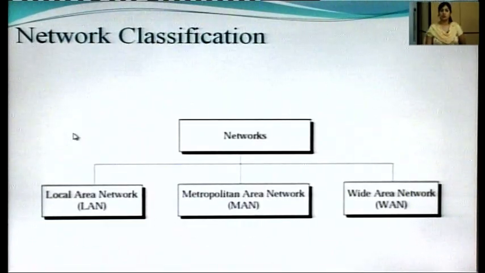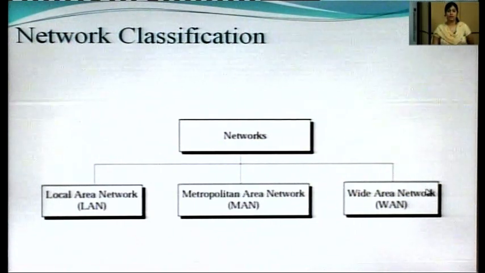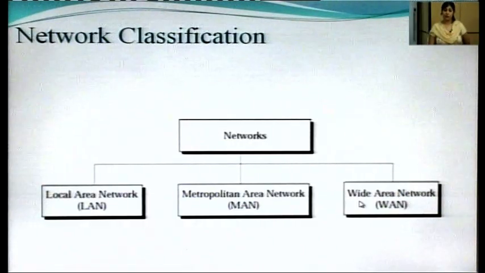Now, the classification of networks. Networks are divided into three parts. One is the LAN, second is MAN and third is WAN. LAN is what? That is local area network. MAN is what? Metropolitan area network. And WAN is what? That is wide area network. Local area network, metropolitan area network and wide area network.